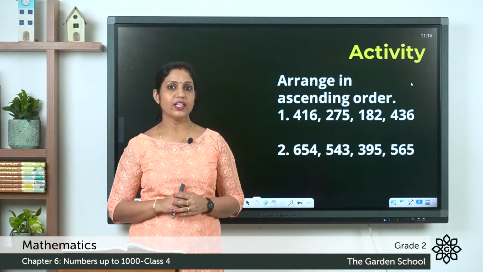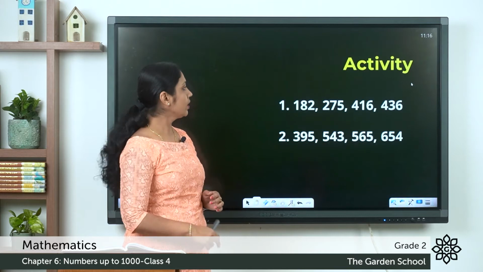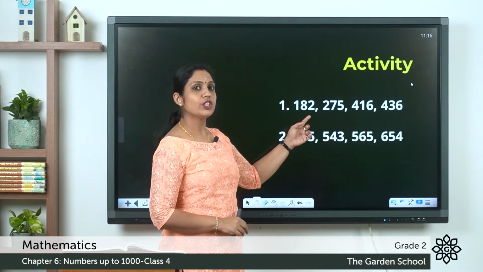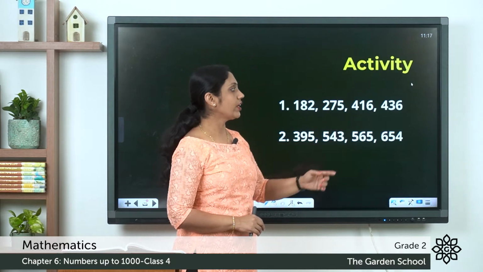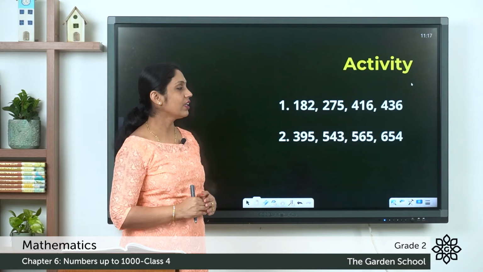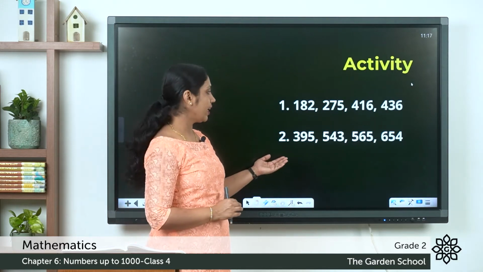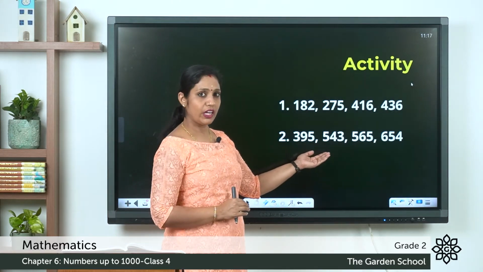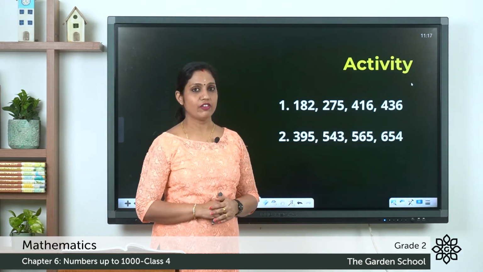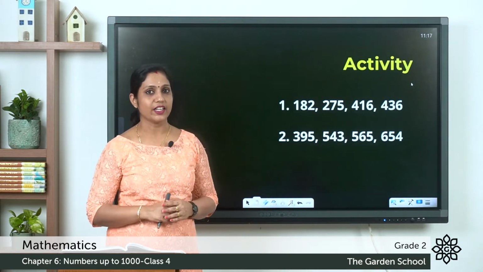So hope you have done it. Now let's check the answers. The first one, the answer is 182, 275, 416 and 436. And the second, the answer is 395, 543, 565 and 654. So hope your answers are correct.